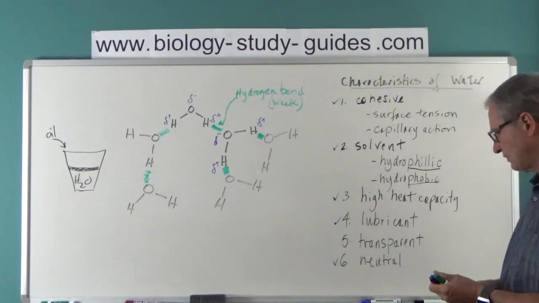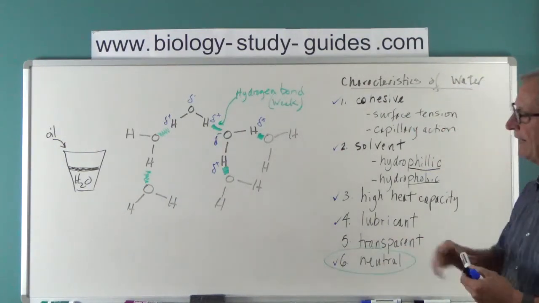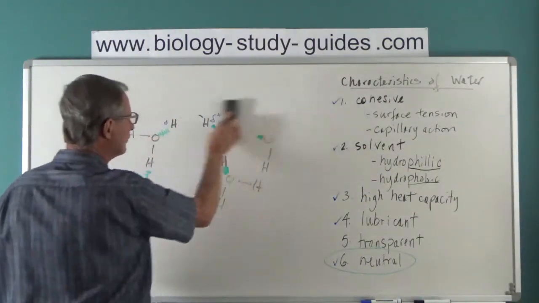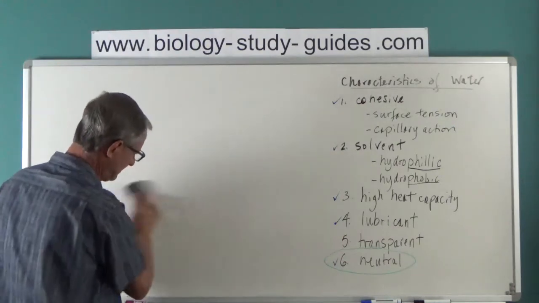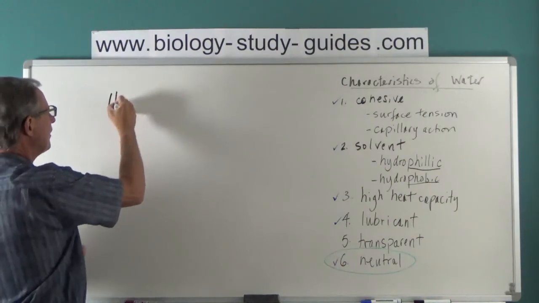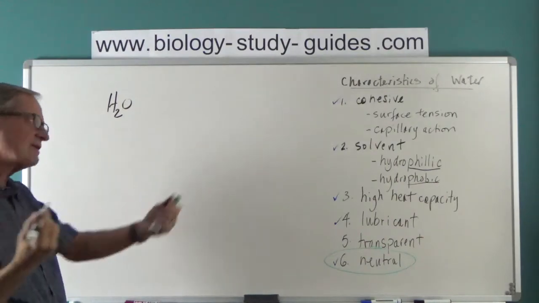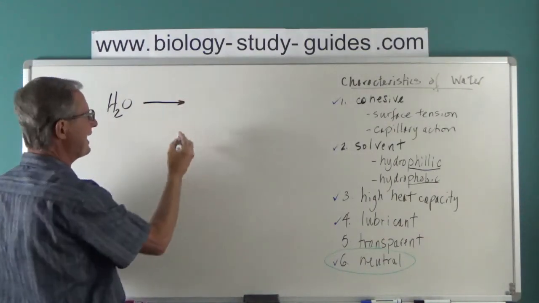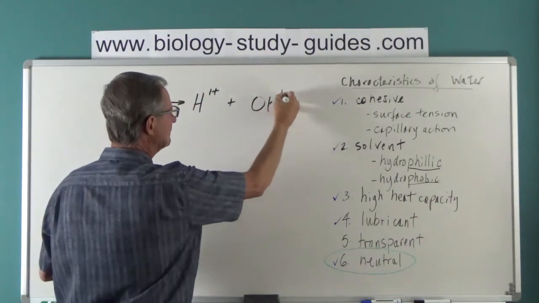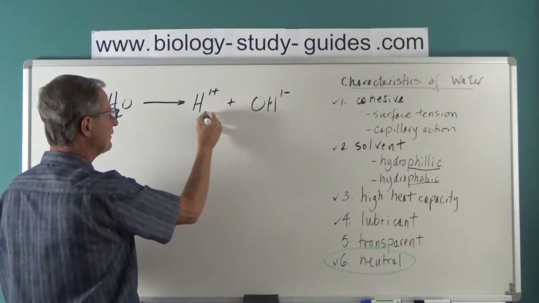This topic, we have to elaborate, this neutral business. Water's neutral. It's not acidic or basic. And here's why. Here's our molecule of water. Water will dissociate. Dissociate means that it comes apart. It forms ions. So we get hydrogen ions and hydroxide ions. Could put the little aq here to represent aqueous.